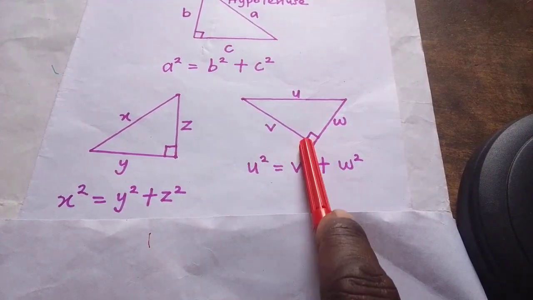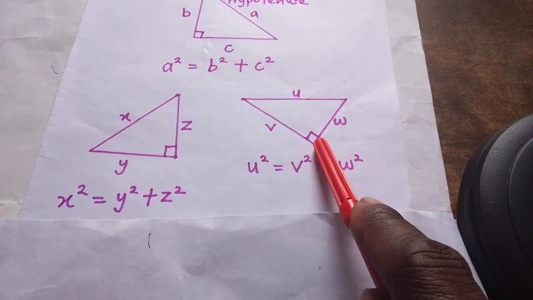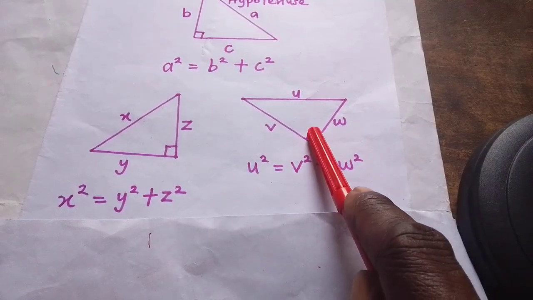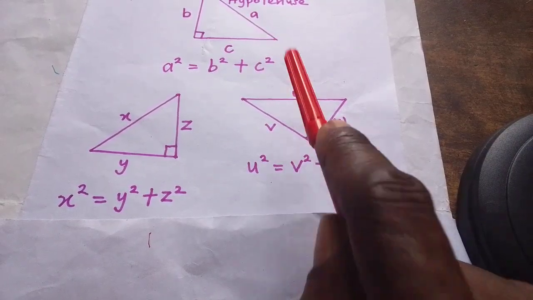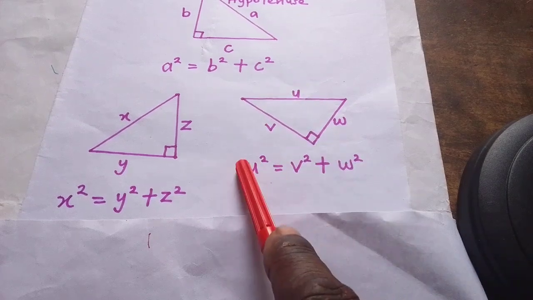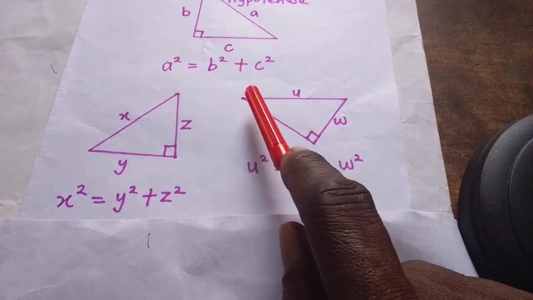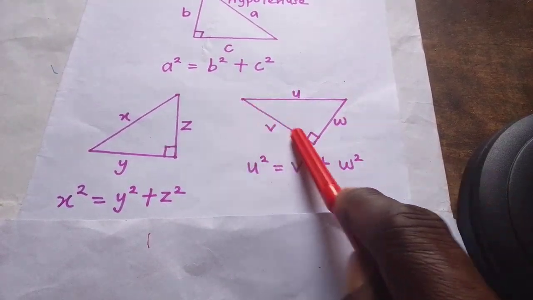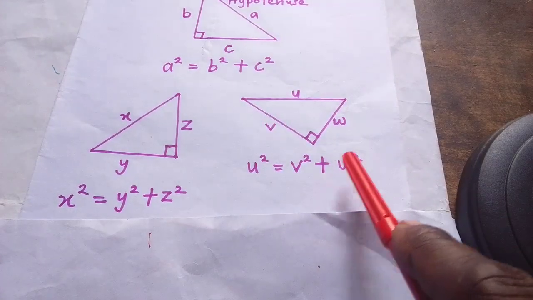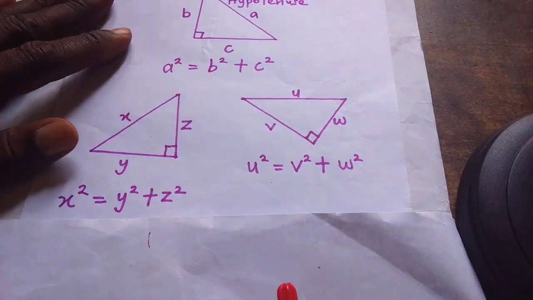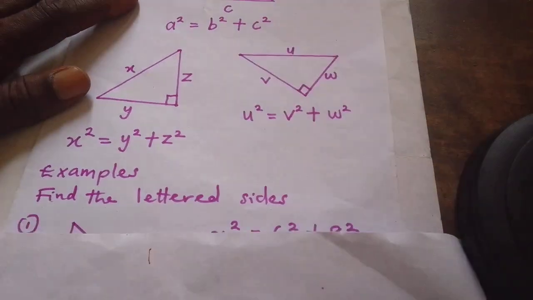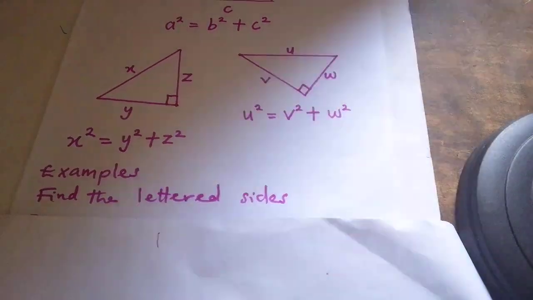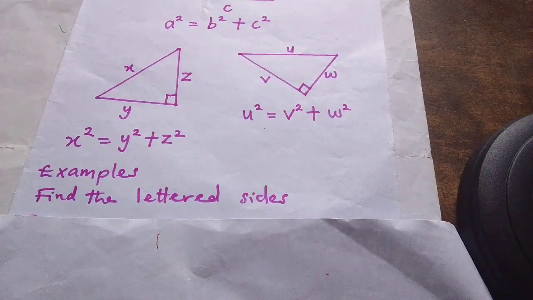If you have this also to be a right angle triangle, the line facing this right angle is U. So that means this hypotenuse, U square, should be equal to the squares of these other two sides, V square plus W square. So whenever you are to use Pythagoras rule, you must learn to identify the hypotenuse. The moment you identify the hypotenuse, then you should be able to solve.